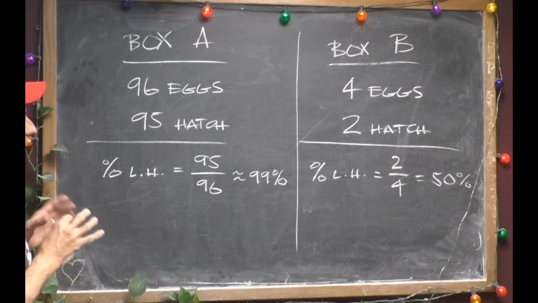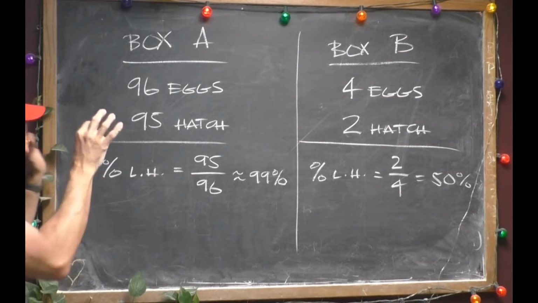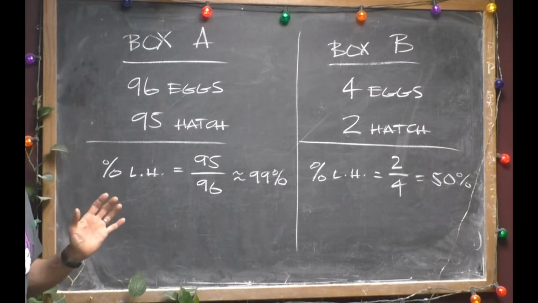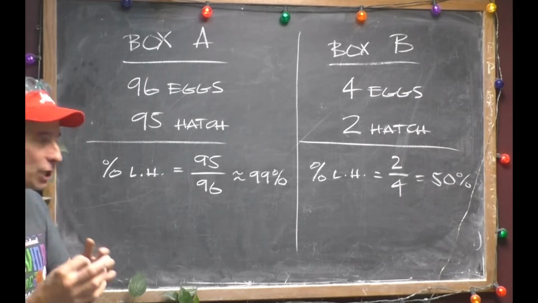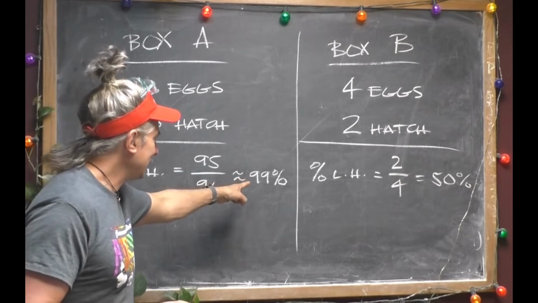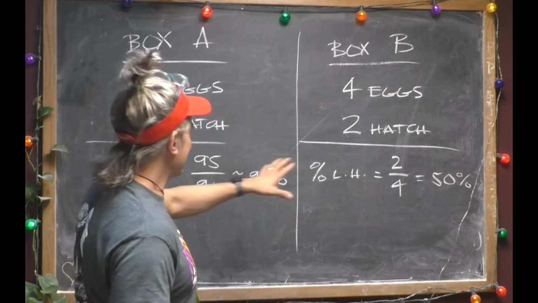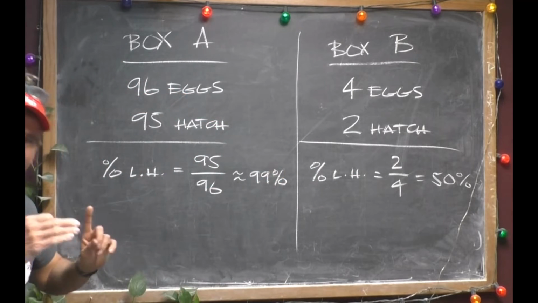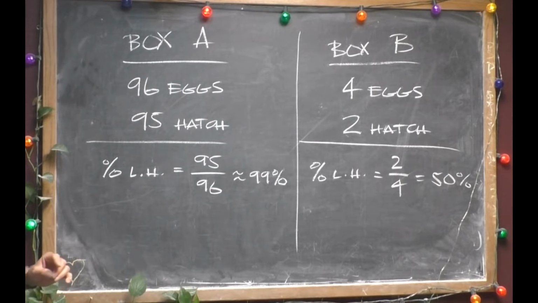Now, how would we discuss both boxes in total? Hopefully, logically, the true percentage needs to be somewhere between 99 and 50. That's the low percentage, this is the high percentage. But where is it going to be? Now let me clean up the board here in a second and then we're going to rediscuss it.